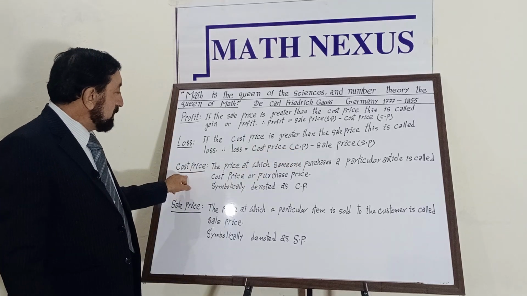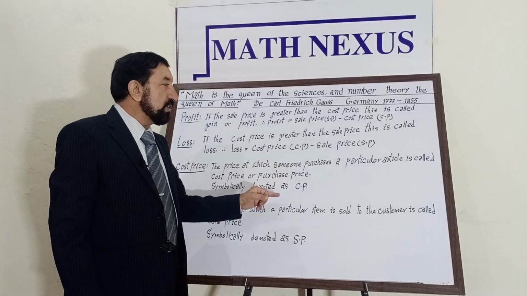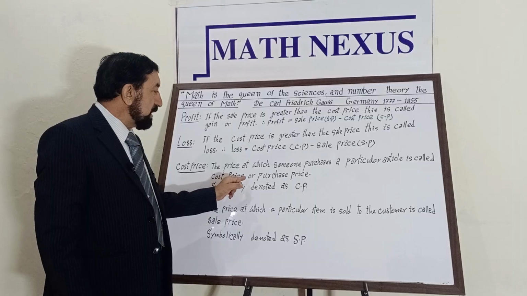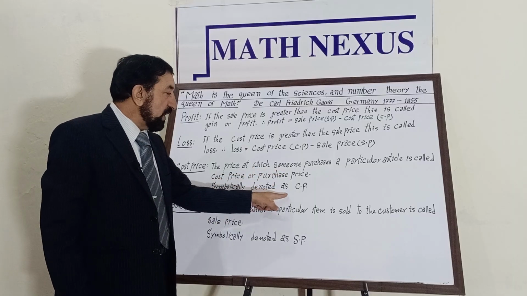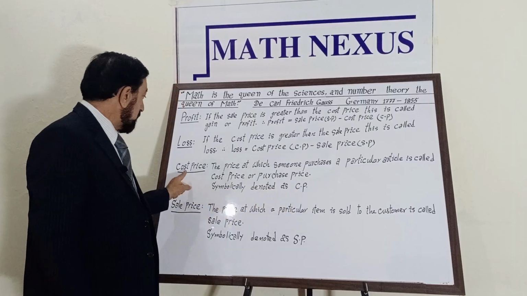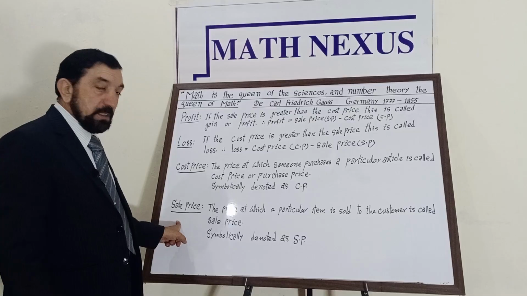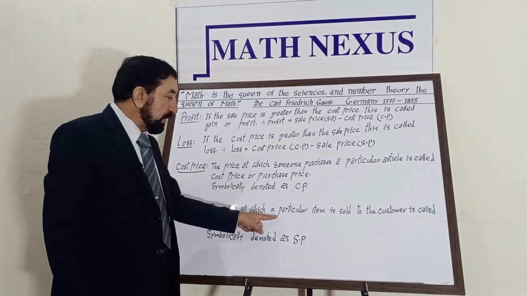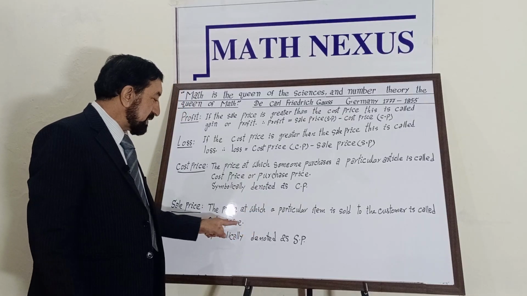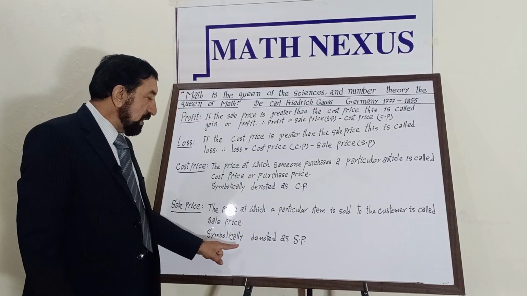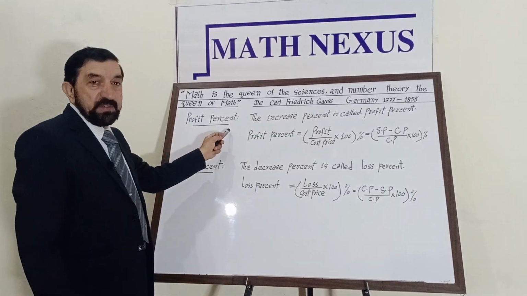What is cost price? The price at which someone purchases a particular article is called a cost price or purchase price, symbolically denoted as CP. Sale price: the price at which a particular item is sold to the customer is called sale price, symbolically denoted as SP.